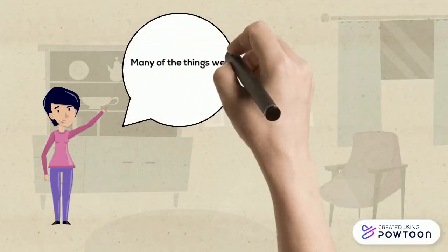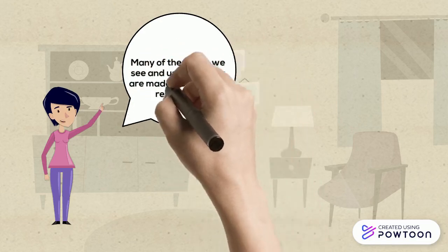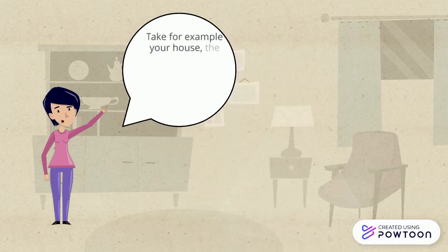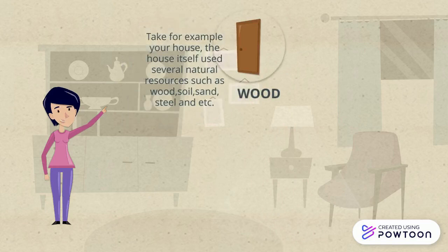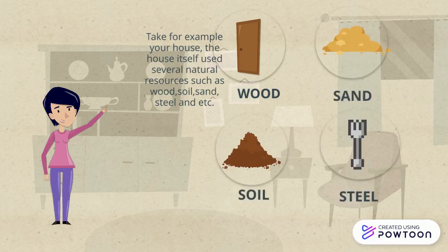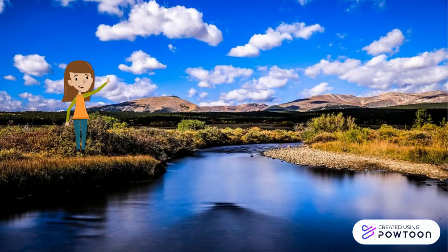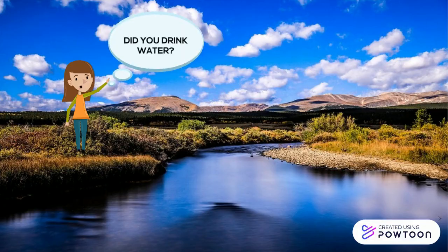Many of the things we see and use every day are made from Earth's resources. Take, for example, your house. The house itself uses several natural resources to be built, such as wood, soil, sand, steel, as well as human resources. Did you drink water?